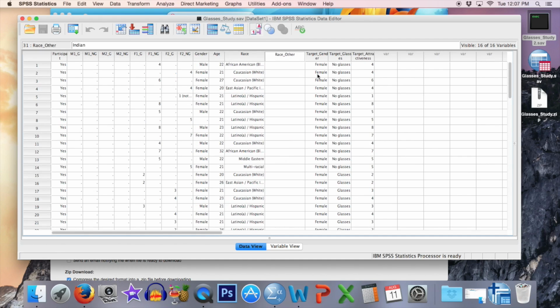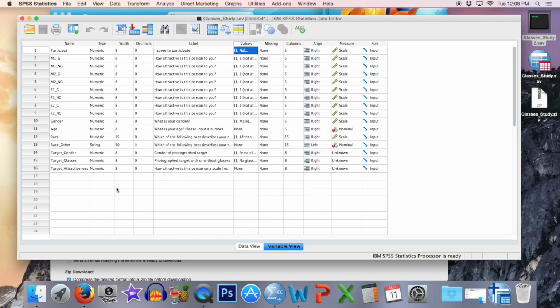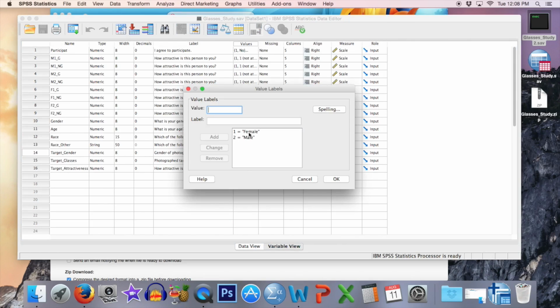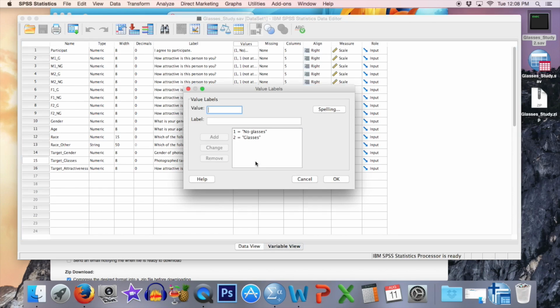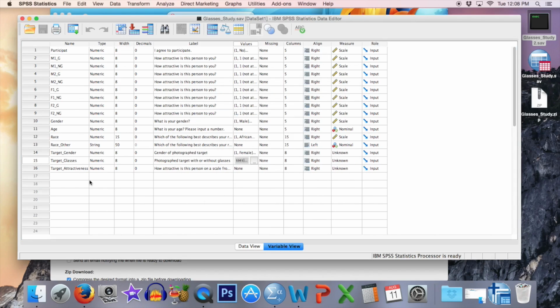So then I created some variables in order to clean up this data here and make it easier to access and analyze. One of them was target gender, the gender of the photograph target, which of course is either female or male. And the other one was target glasses, whether the photograph target wore glasses or didn't. And here I did no glasses or glasses. And then the target's attractiveness rating, which I just copied from their survey responses, but then I ordered it according to the target gender and target glasses.